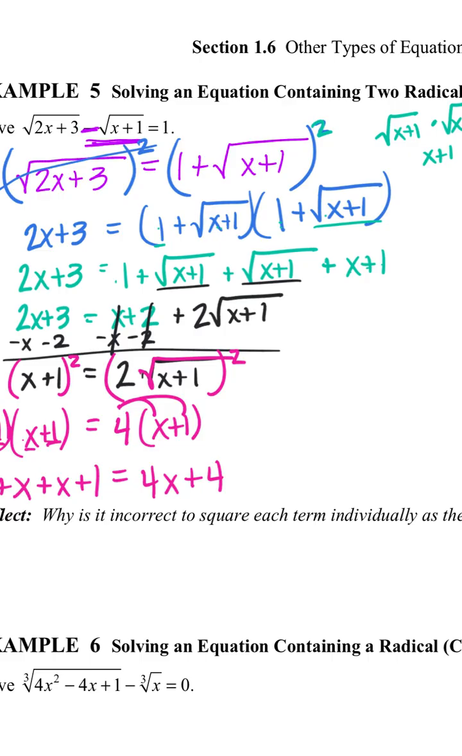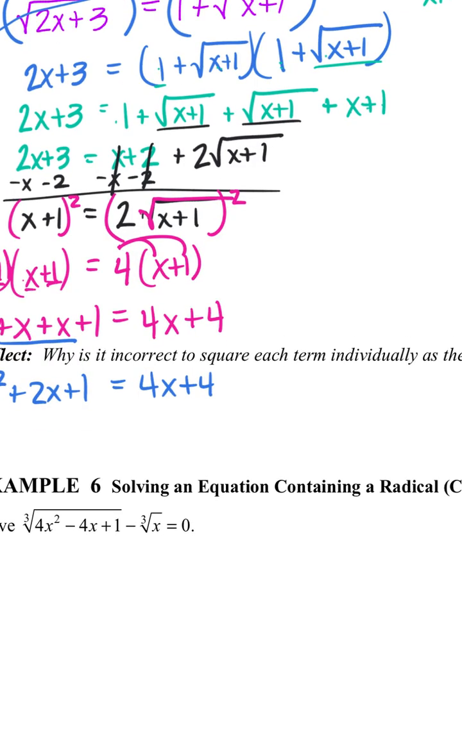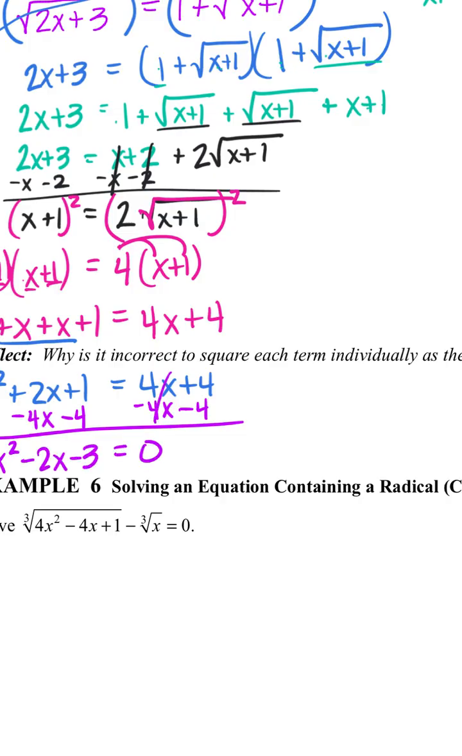So now I've got x squared. These are like terms. 4x plus 4. All right, so I'm going to scroll up a little bit. I'm going to move this 4x over here, and I'm going to move this 4 over here. X squared minus 2x minus 3 equals 0. Now I can factor this piece out.